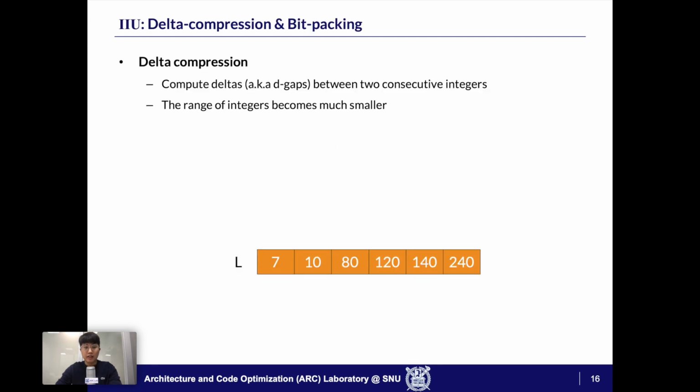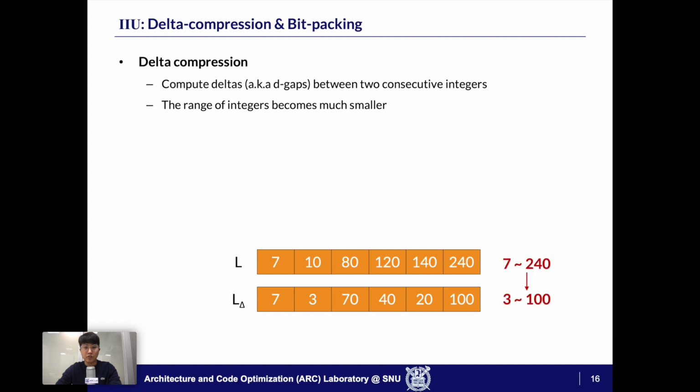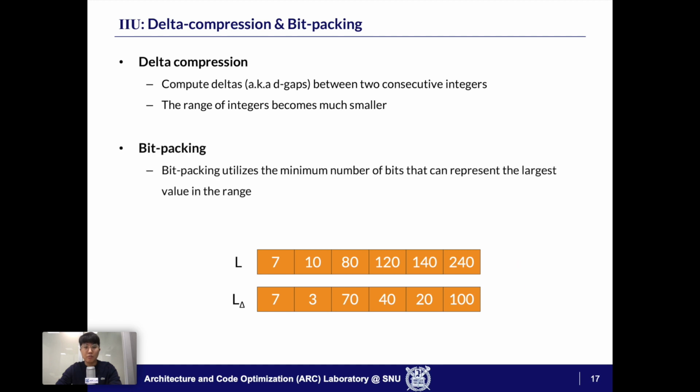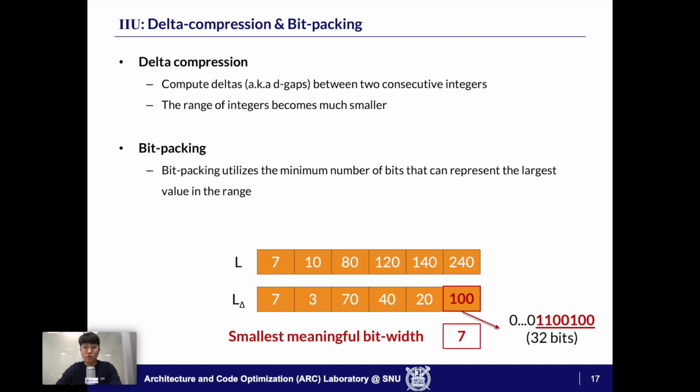2U uses delta compression and bpacking compression. Delta compression stores the delta between 2 consecutive integers instead of the original values. This effectively reduces the range of values. After delta compression, we apply bpacking to the delta list. Bpacking selects the largest value out of the given values and converts the values using the smallest number of bits that can represent the largest value. In this example, we use 7 bits for these values.